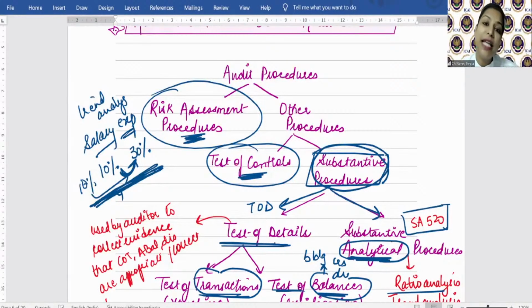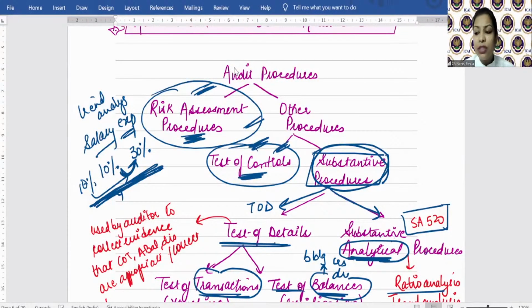He may perform what? Test of details. That is, he's checking all the transactions, he's checking all the balances. Auditor may do it on a sample basis. Based on the assessment of risk, based on the results of this, auditor may perform it on a sample basis, applying his professional judgment. Also, auditor can perform what? Substantive analytical procedure. Now, whether to perform only test of details, only substantive analytical procedure, or a combination of both, it depends upon what? Again, it depends upon auditor. Based on his assessment of risk, based on the results of test of control, auditor will decide accordingly.